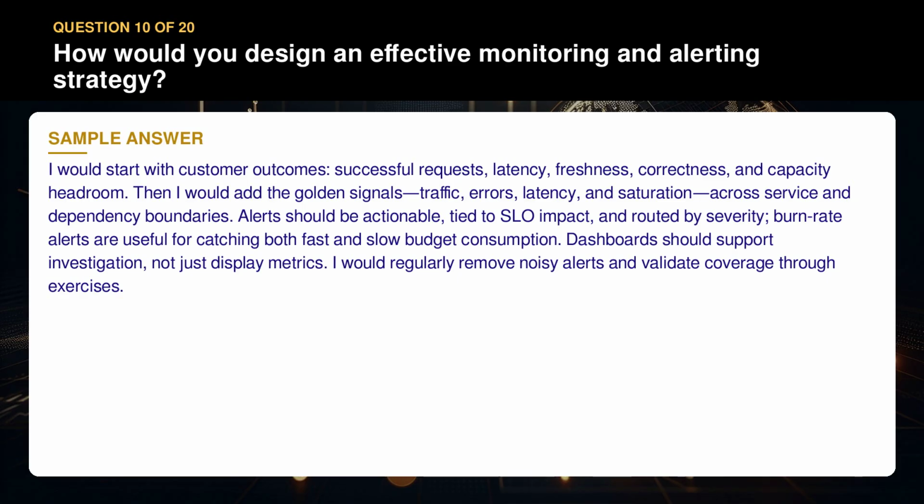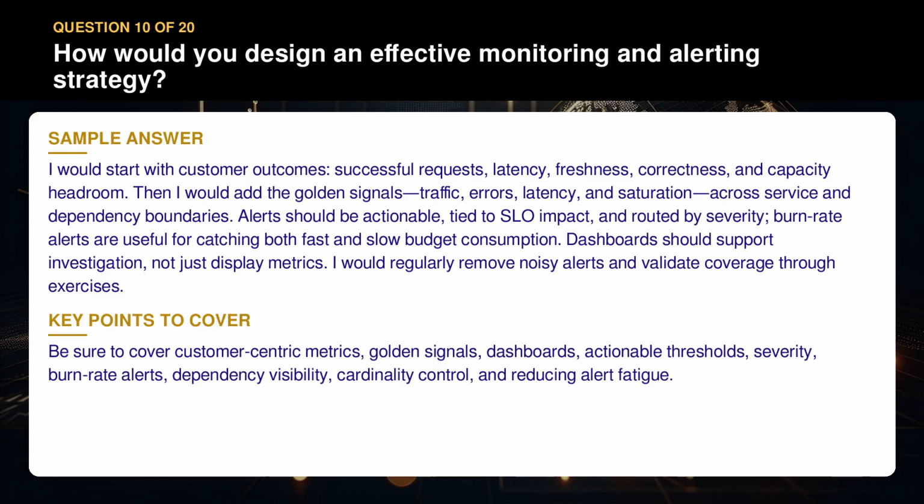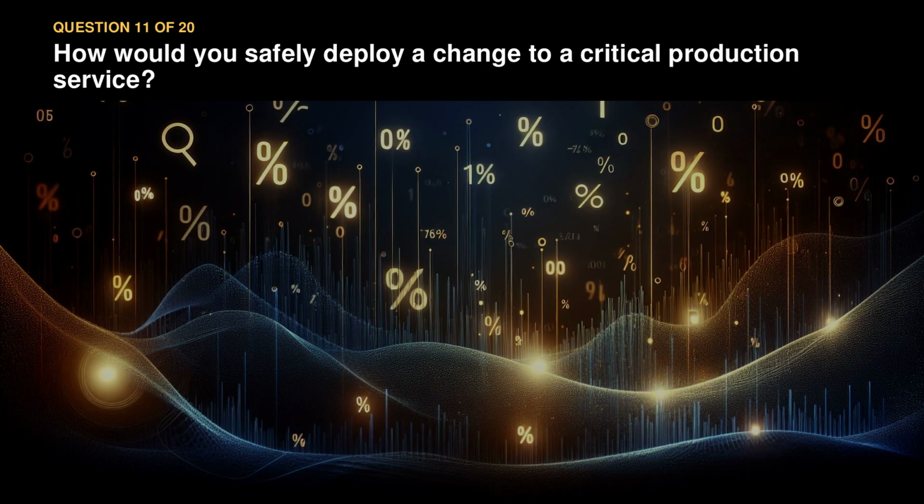Burn rate alerts are useful for catching both fast and slow budget consumption. Dashboards should support investigation, not just display metrics. I would regularly remove noisy alerts and validate coverage through exercises. Be sure to cover customer-centric metrics, golden signals, dashboards, actionable thresholds, severity, burn rate alerts, dependency visibility, cardinality control, and reducing alert fatigue.